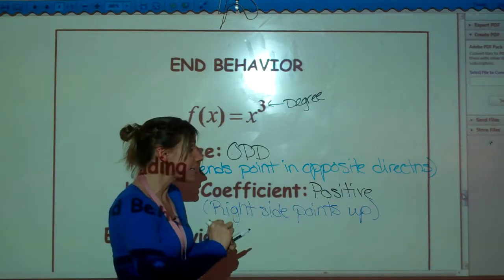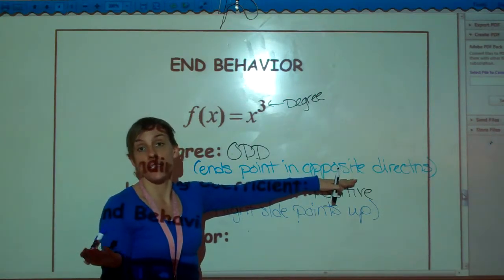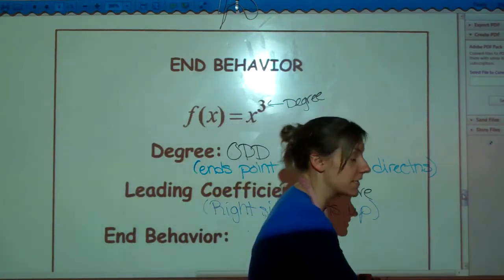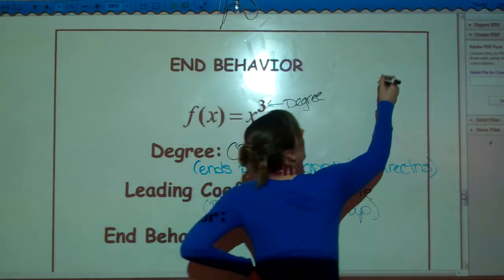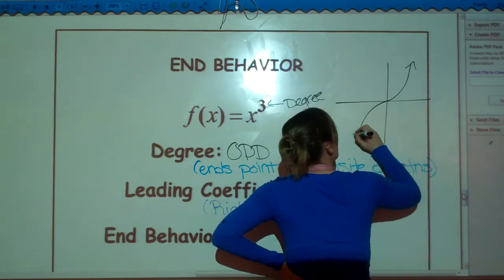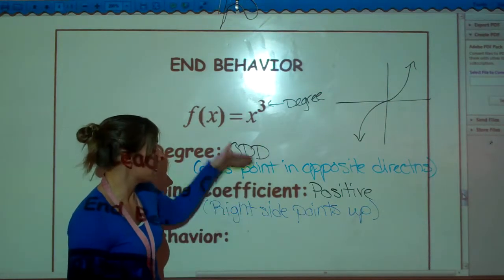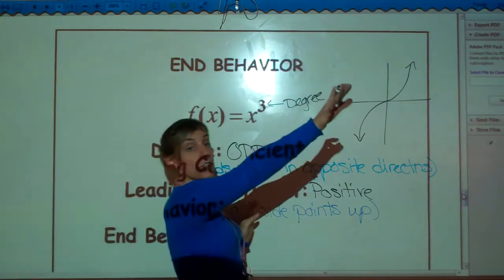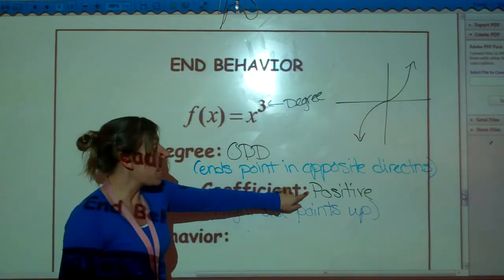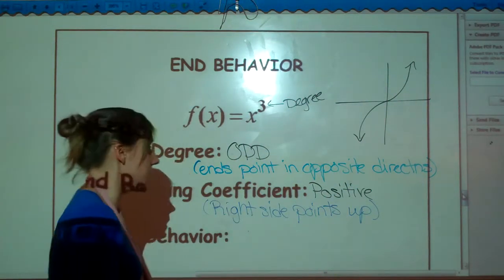So if the right side is pointing up and the left side is the opposite of that, that means the left side is going to point down, which we already know. We know that x to the third is a graph that looks like this. That one points up and that one points down. We know that graph, so that makes sense. The odd makes them go in different directions, and the positive makes this one go up, and that means the other one has to go down, okay?